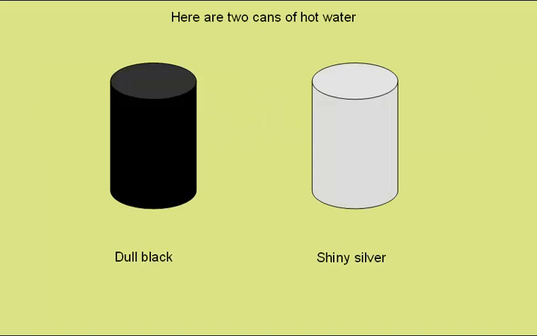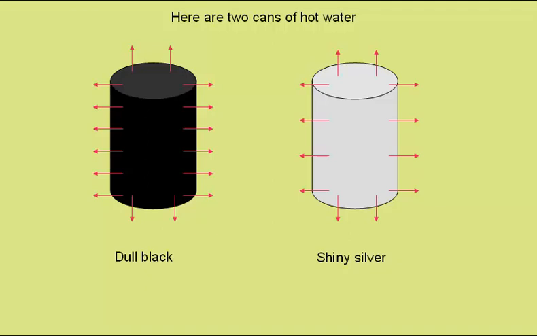Here we have two cans filled with hot water, one painted dull black, the other shiny silver. I'm going to represent the infrared radiation entering and leaving the cans with arrows. The dull black can has 16 arrows leaving it, whereas the shiny silver can has only 12 arrows leaving it. Black is a better emitter of infrared radiation than silver, so the dull black can would give off more radiation than the silver can.